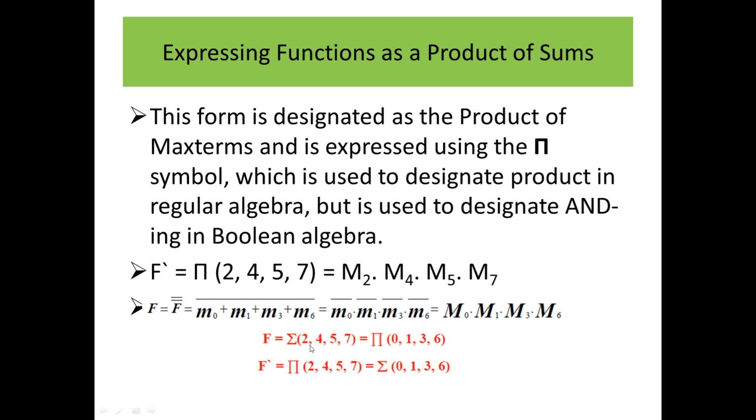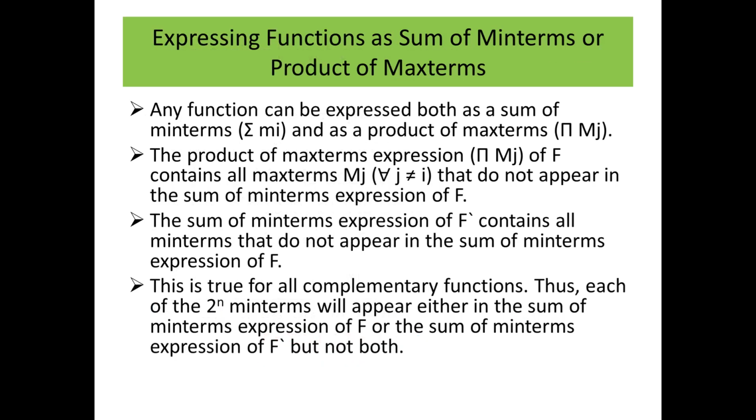So here you can see f is equal to summation of 2, 4, 5, 7. Here this is minterm. Summation means minterm, pi means maxterm. So 0 is not there, so I have written 0. 1 is not there, written 1. 3 is not there, so written 3. Next, 6 is not there, so written 6 here. In this way, we represent minterms and maxterms, and we express the functions as the product of sum terms. This is about the product of sums.